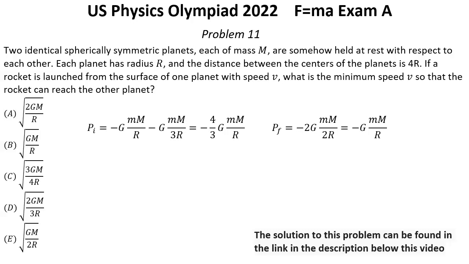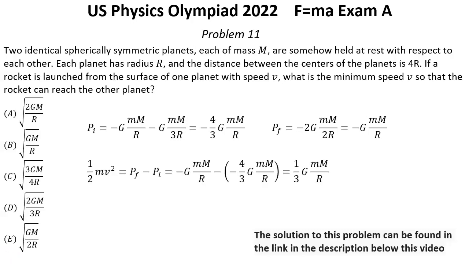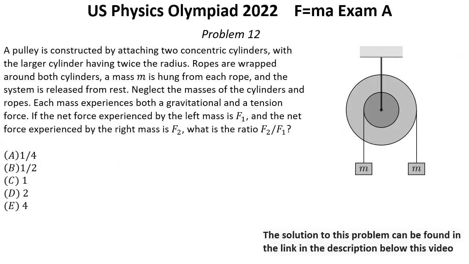And finally we can equate the kinetic energy of the rocket to the difference of potential energies. So that will be 1/2 mv squared equals U final minus U initial, which is 1/3 GmM over r, and finally the minimum speed equals the square root of 2GM over 3r, which is answer D, and that was the solution for problem number 11. Problem number 12.